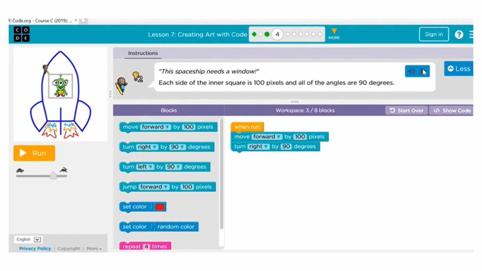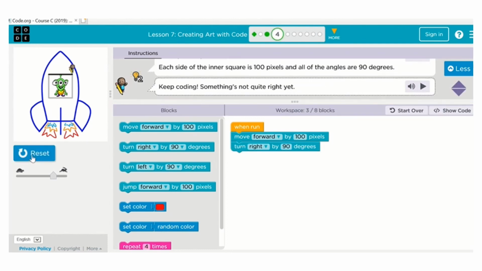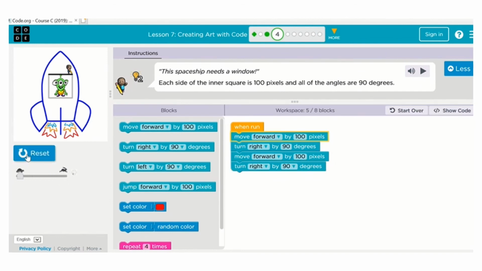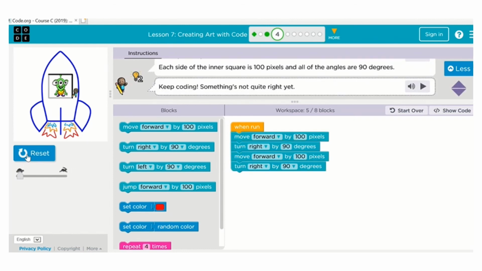Okay, once again, the directions tell us how long the pixels are and what degree measure to turn. So let's see where we are. Okay, so now I need to move forward. And then turn right again. I only have 5 blocks, so I'm good. Now watch how slow, I'm going to put it on the turtle this time. Watch how slow he draws. He draws really slow. Okay, so now we need to move forward, turn right.